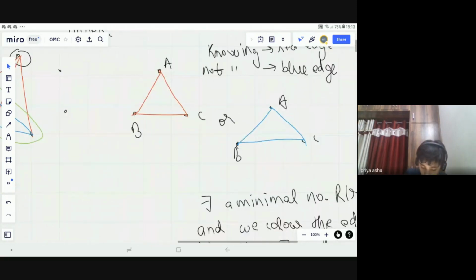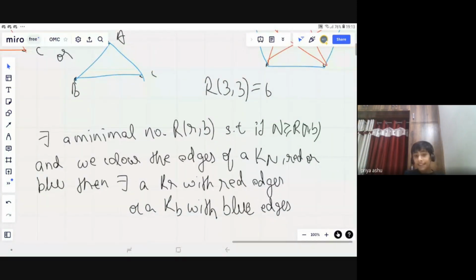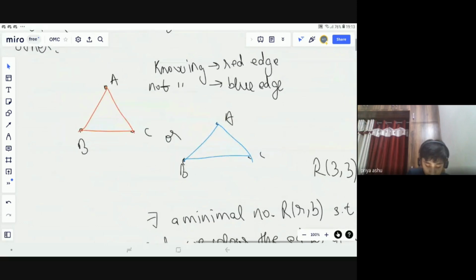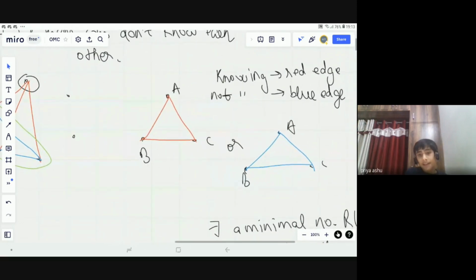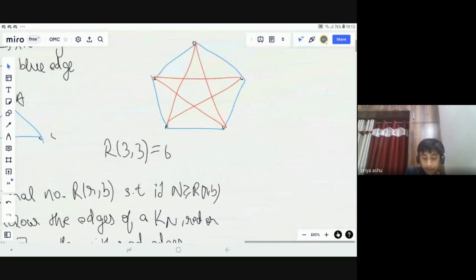Okay, cool. And why is R of 3 comma 3 equal to 6? Just because if you have at least 6 vertices and we're coloring the edges of a Kn with red or blue, then we have a K3, which is a triangle. We have a triangle with red edges or a triangle with blue edges, which is what we showed above. That is, if you have at least 6 vertices, then we have a red triangle or a blue triangle. And why is 6 the minimal number? Because we showed a construction for 5 where there is no red triangle or blue triangle. And thus R of 3 comma 3 is 6.